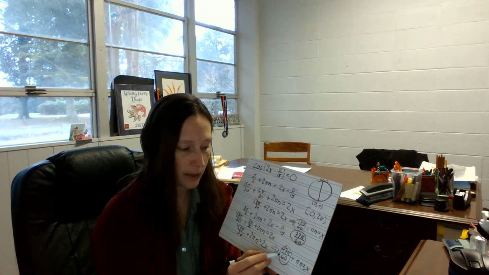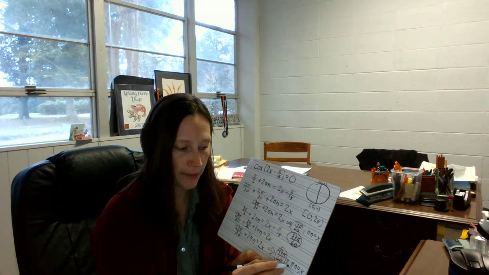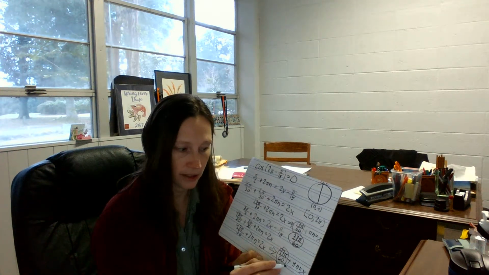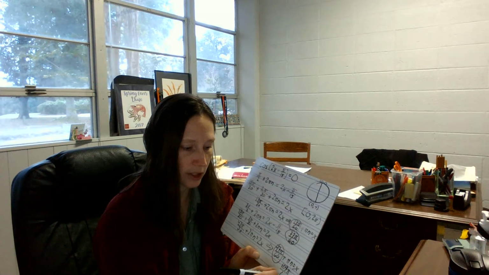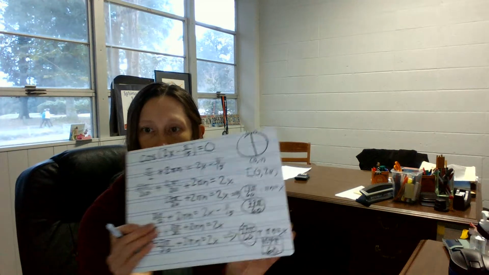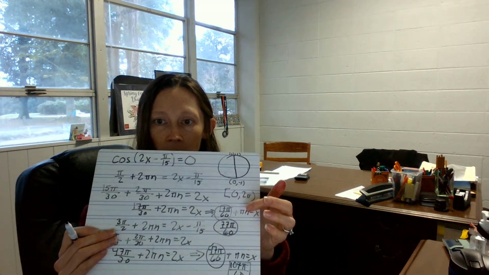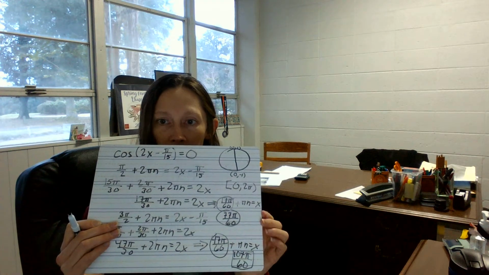Okay. Same thing down here. This one says 47 pi over 60. If I add a pi to that, it's like adding 60 over 60. So I end up with 107 pi over 60. 107 over 60 is not more than 2, so I'm within this range. So in total, I have 4 answers. 1, 2, 3, 4.